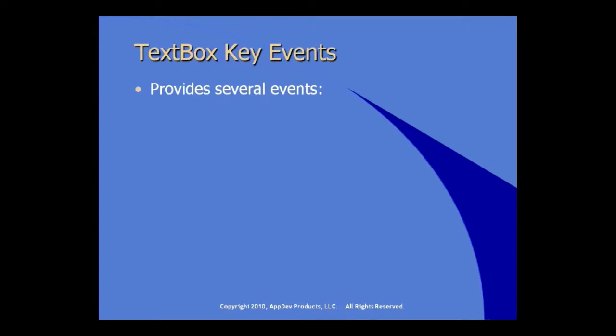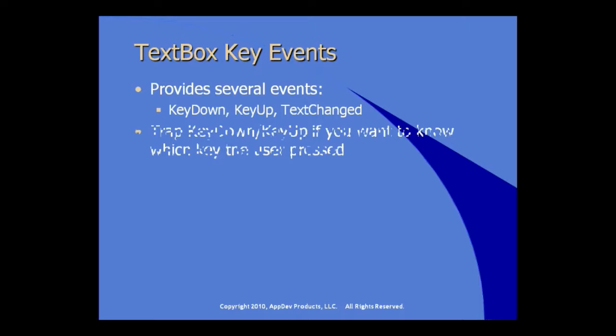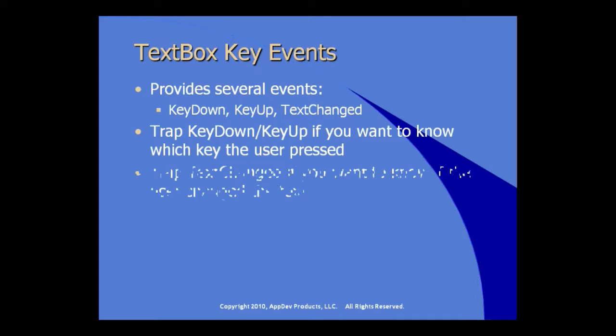The text box has several events that you'll find useful, including key down, key up, and text changed. You trap the key down or key up events if you want to know which key the user pressed, and those are useful if you want to know if the user presses left arrow, right arrow, up or down, that is, keys that don't insert text into the text box. There's a text changed event if all you want to know about is if the user has changed the text, and most of the time that is what you care about. Let's try a demo that shows off those two controls.